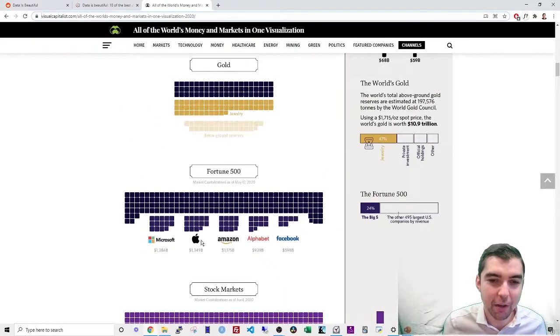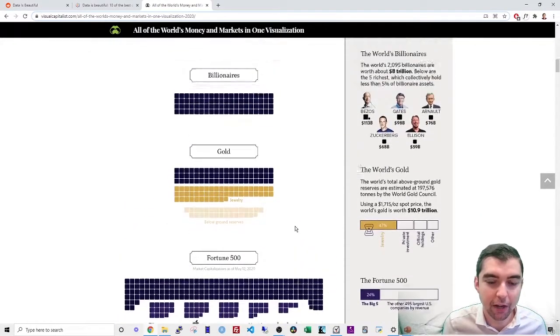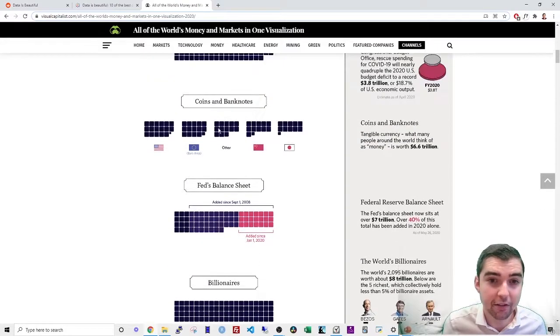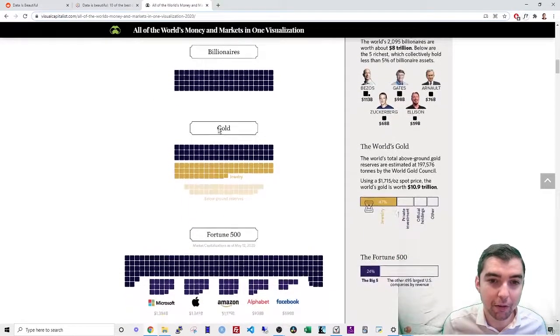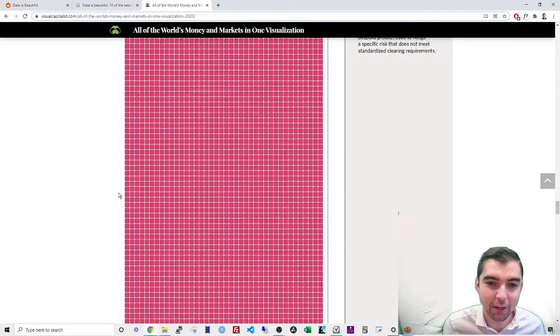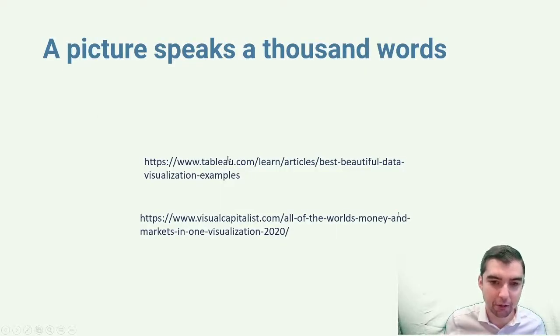So if you were to just take Microsoft, Apple, Amazon, Alphabet, aka Google, and Facebook and put them together, they would have enough to pay off the Fed's balance sheet. Or if you took all the billionaires in the world, they would be able to buy out Microsoft, Apple, and Amazon. That's interesting. That is why actuaries will always have secure jobs. A picture can sometimes speak 1,000 words.